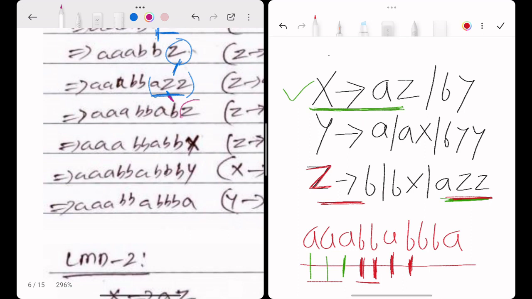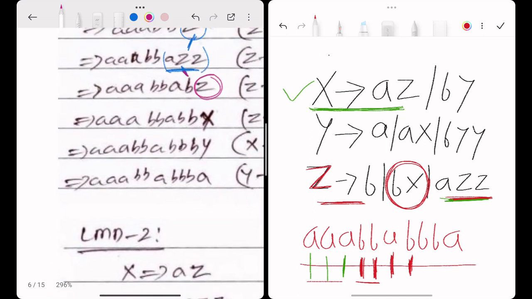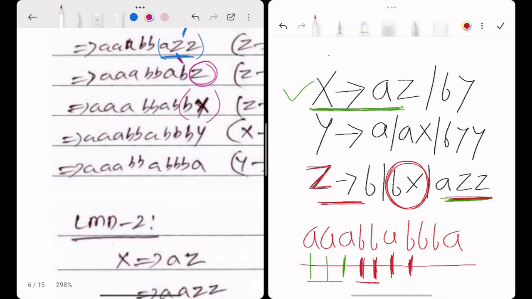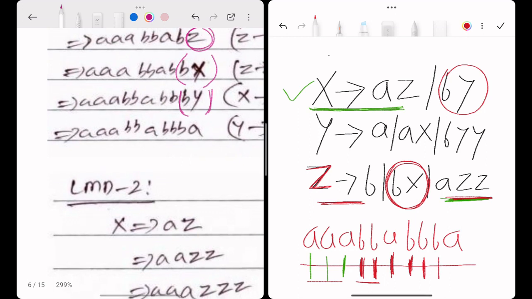Now we have only one Z. If you will see, Z produces also BX. So now in place of Z I am writing BX. Now up to this also I got. Now X. What does X produce? X also produces BY. In place of this X I am writing BY. Now I also got this one.